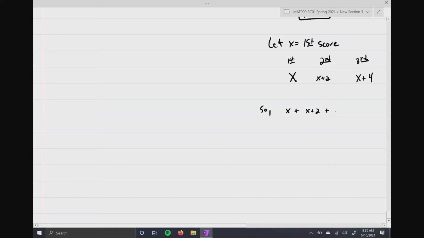The problem is telling us if we add up these scores, they have to equal 231. So once again, it's linear because all of the variables are raised to the first power. They all have an exponent of 1. I see no fractions. I see no parentheses. So I'm going to go ahead and group my like terms. I get 3x plus 6 equals 231.